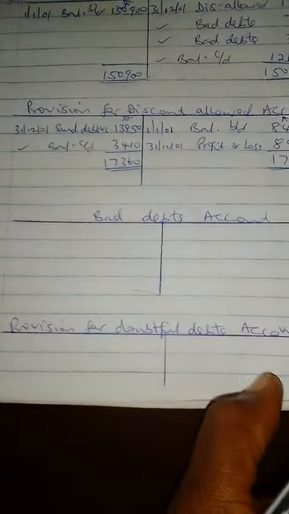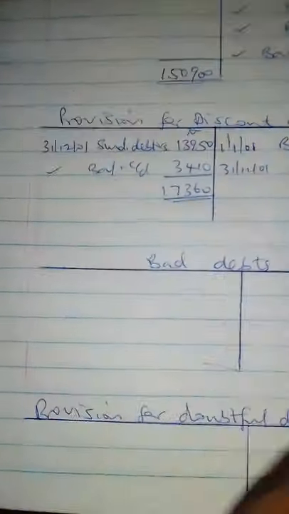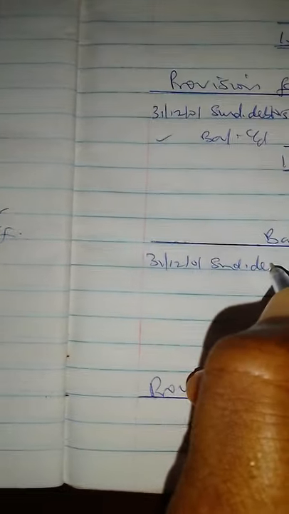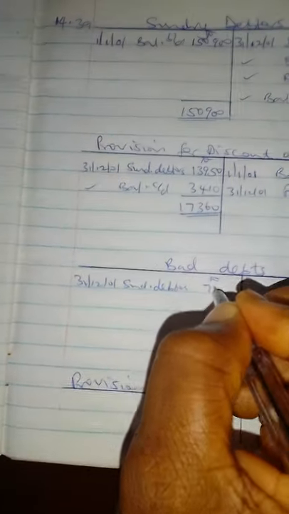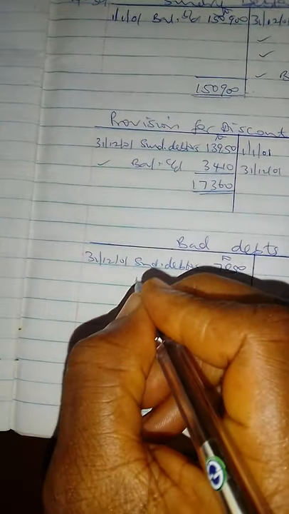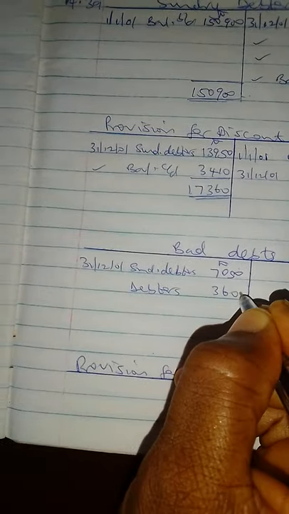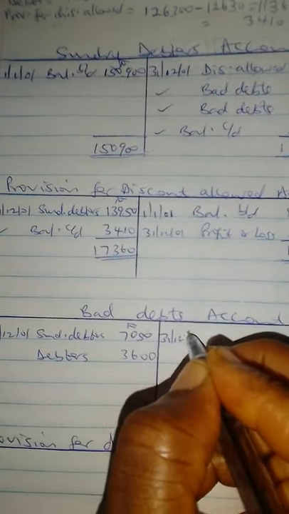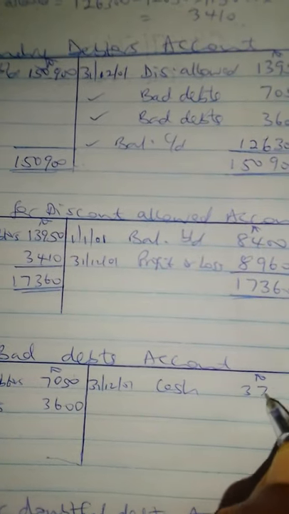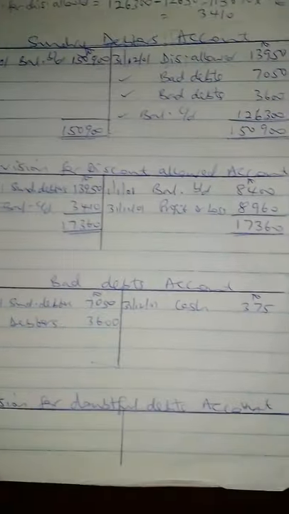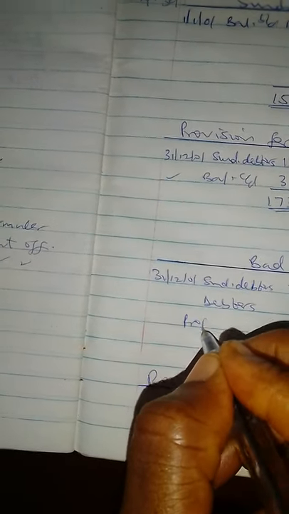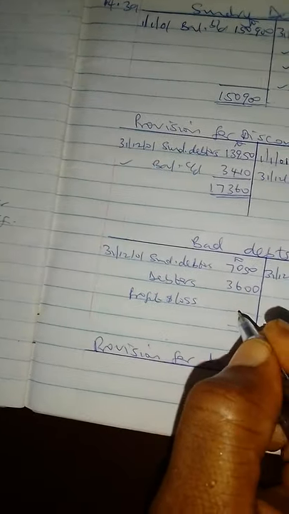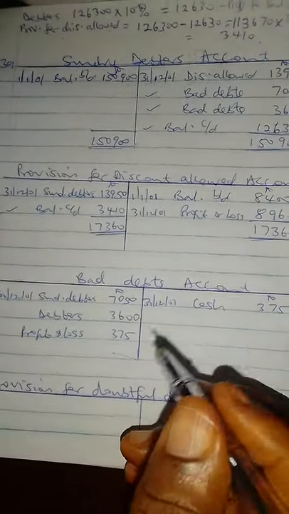Then we now go to our bad debt account. On 31st December 2001, we have our sundry debtors to be 7,050 naira. In our additional information too, we have 3,600 naira. Then we have what they call bad debt recovered, 375 naira, which is an income we didn't plan for. So it will be on our credit side because money is coming in. That's cash, 375. Then we take that money to our profit and loss account. It's going to be reflected on the credit side of the profit and loss account because it's an income, 375.